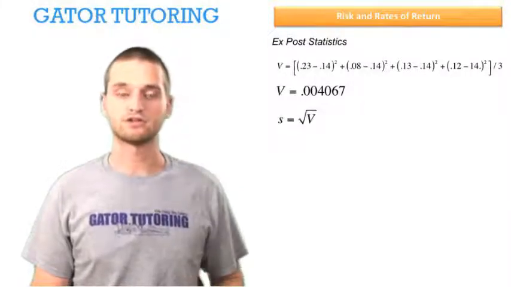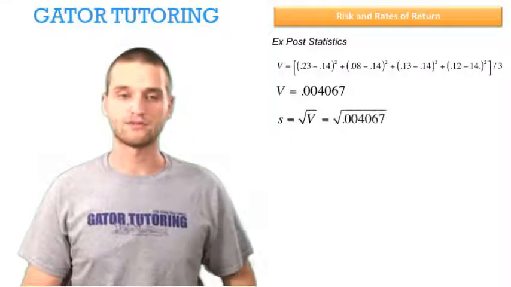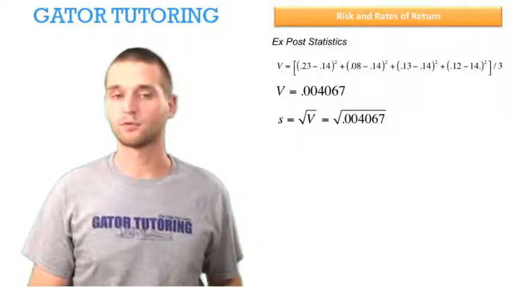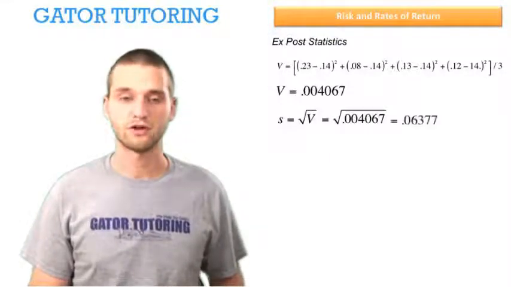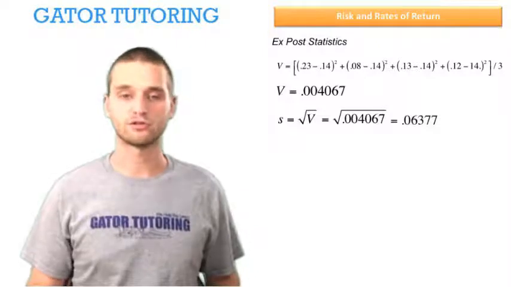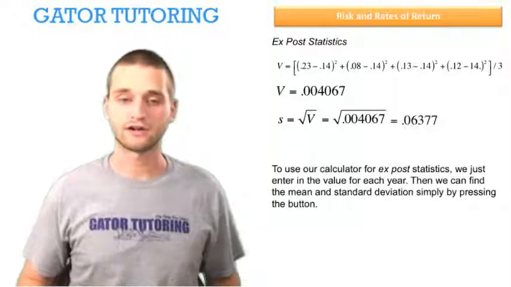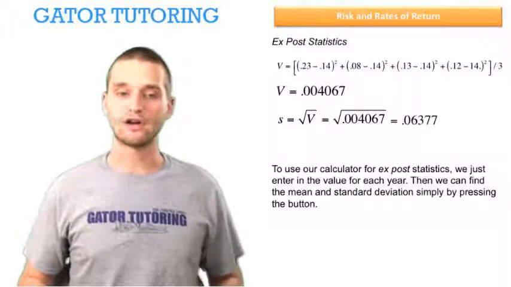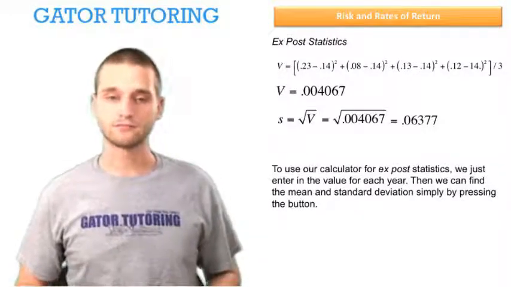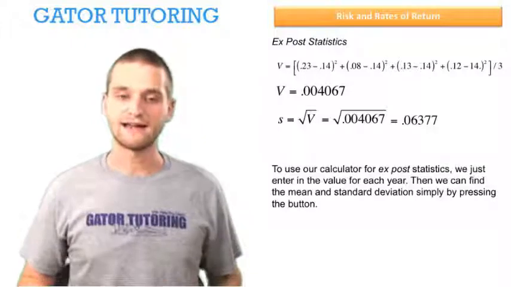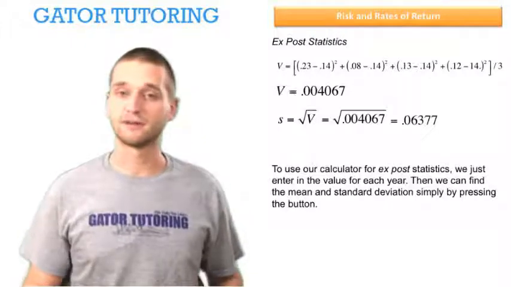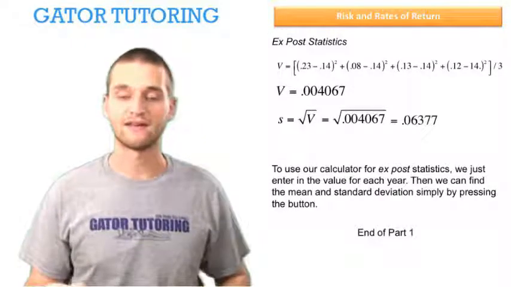The standard deviation is the square root of variance, and we see that it's just the square root of 0.004067, and we get a standard deviation of 0.06377. To use our calculator for ex post statistics, we just enter in the value for each year. And then we can find the mean and standard deviation simply by pressing the buttons. And that's the end of part 1.